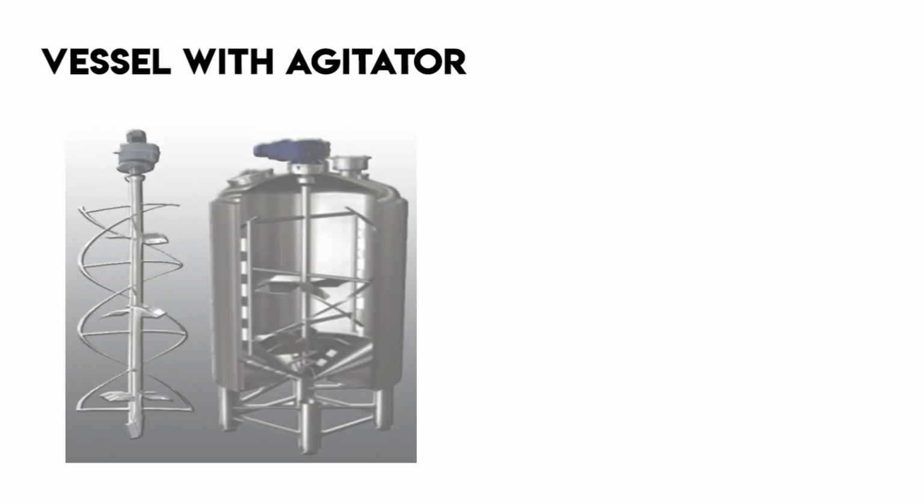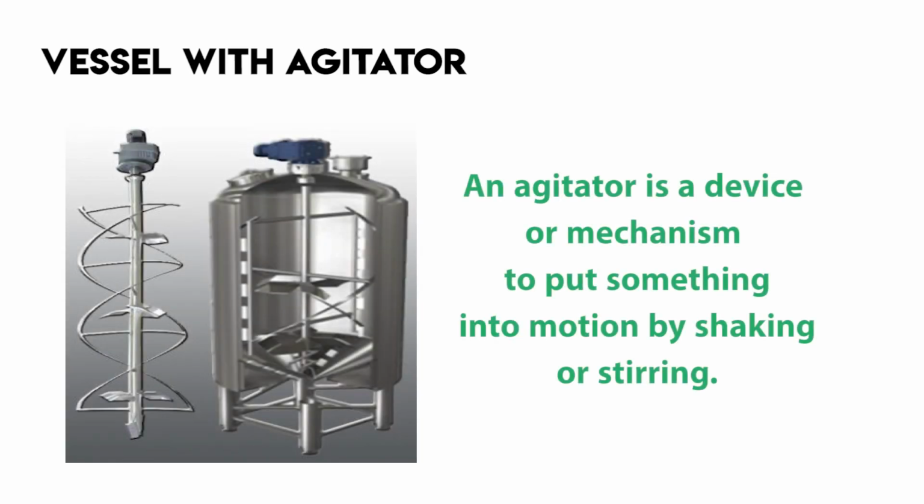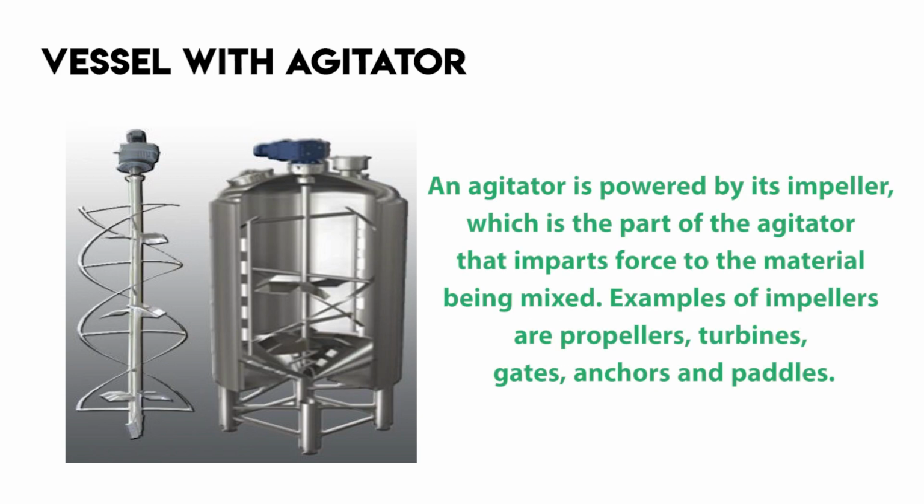Vessel with agitator. An agitator is a device or mechanism to put something into motion by shaking or stirring. An agitator is powered by its impeller, which is the part of the agitator that imparts force to the material being mixed. Examples of impellers are propellers, turbines, gates, anchors, and paddles.